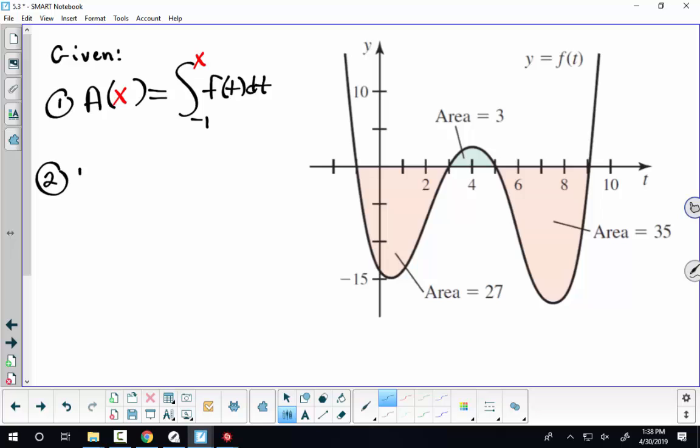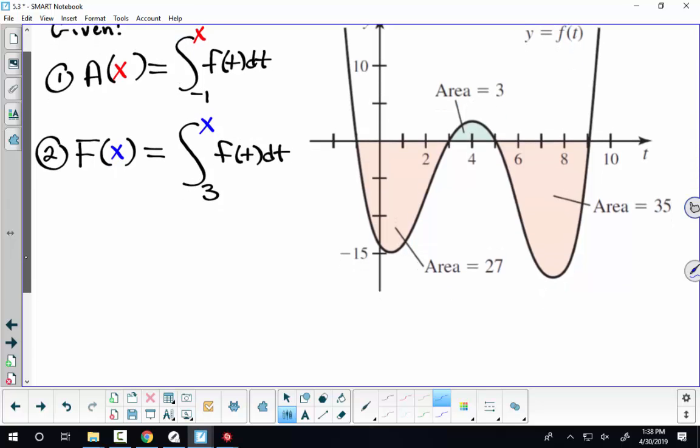Let's call it capital F of x, defined as the integral from 3 to x, f of t dt. So similar functions, they're still accumulated area functions. One starts at -1, the other one starts at 3. Okay, so we're given those two functions and the figure.